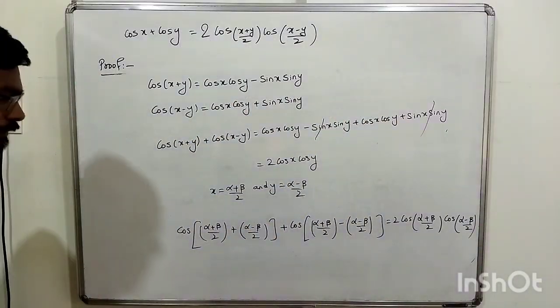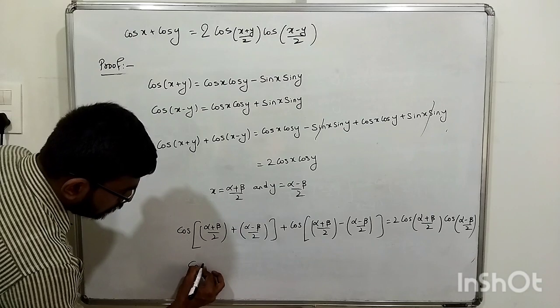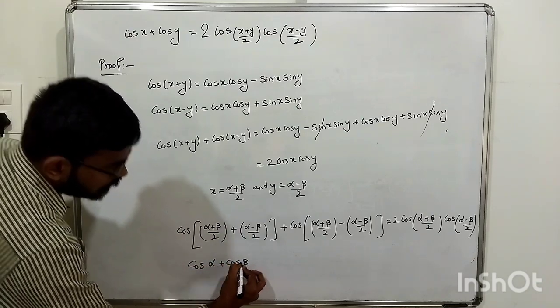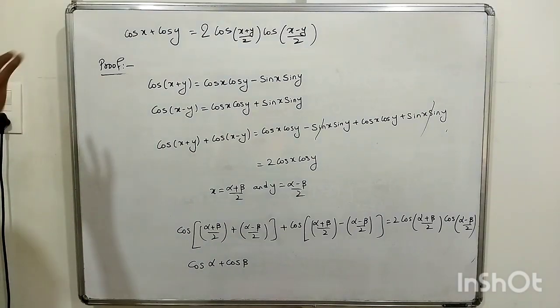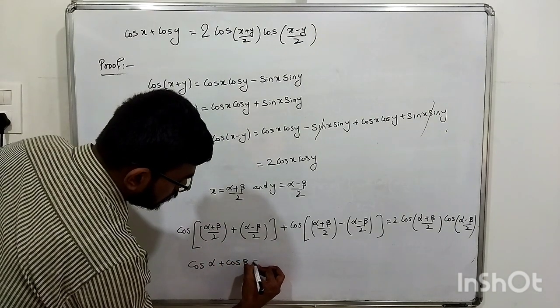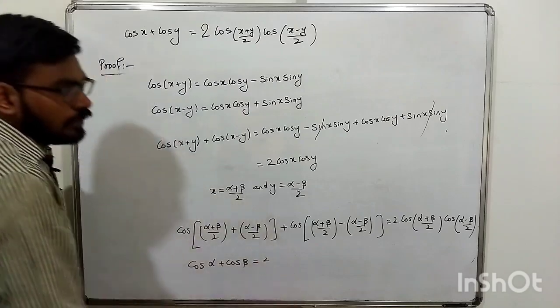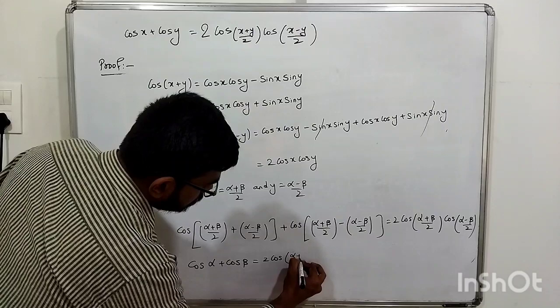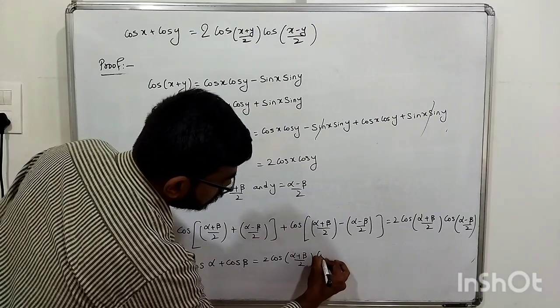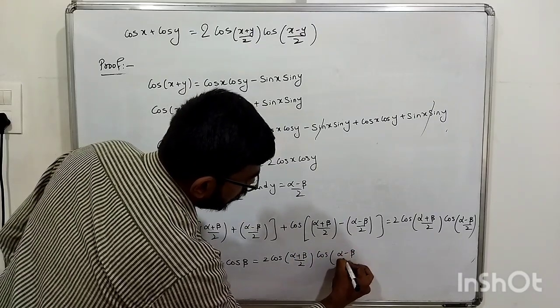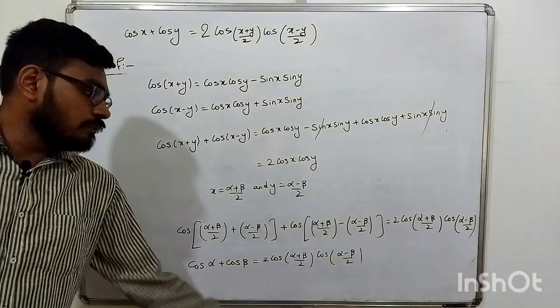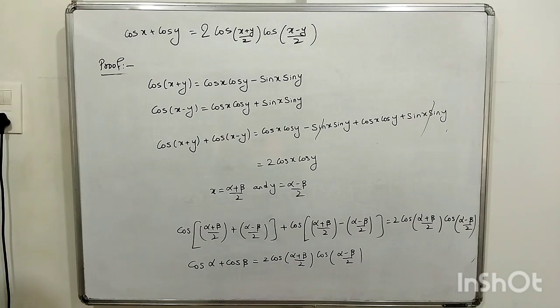Now we can cancel this. What we get? Cos of this is alpha and this is beta. If you want to know how it is, you can just see the first formula that we have derived. It is equal to 2 cos of alpha plus beta upon 2 and cos of alpha minus beta upon 2. And in general, in place of alpha and beta, here it will be cos x plus cos y is equal to 2 cos of x plus y upon 2 and cos of x minus y upon 2. So this way we get.